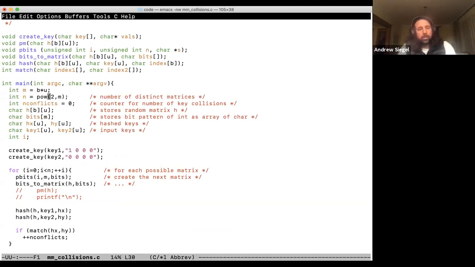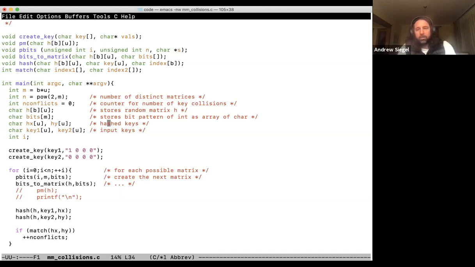So there are n distinct matrices. I'm going to count how many conflicts there are when we go through all of them and try to hash 2 different keys. This is my data structure to store one of these H's. H is of size B by U, and I'm going to keep filling it until I fill it with all 2 to the 12th possibilities. This stores the bit pattern of the int that I am hashing as a key, just as an array of bits, just for convenience.